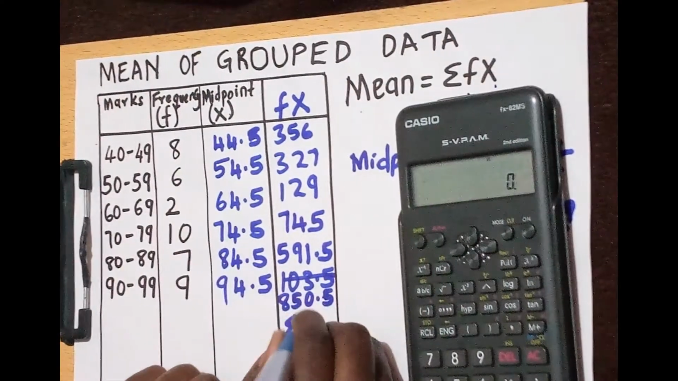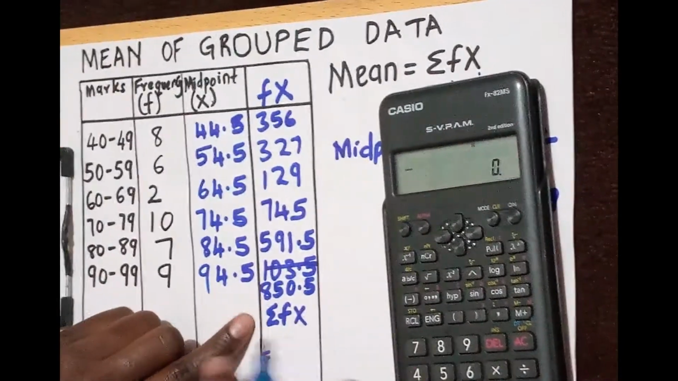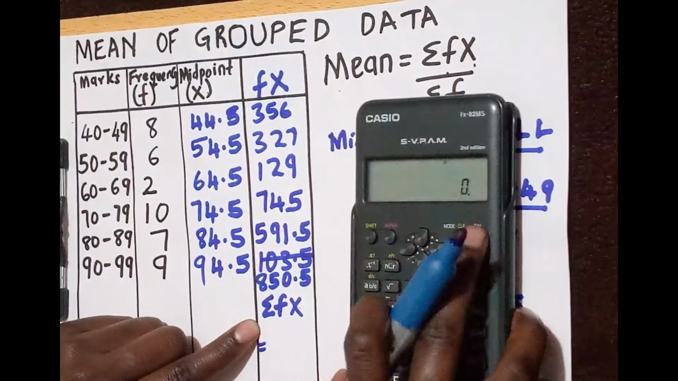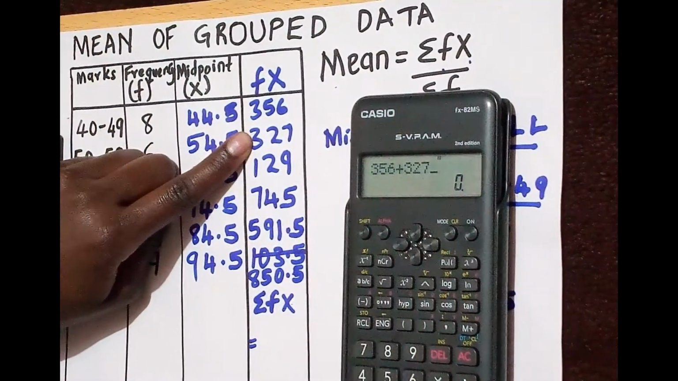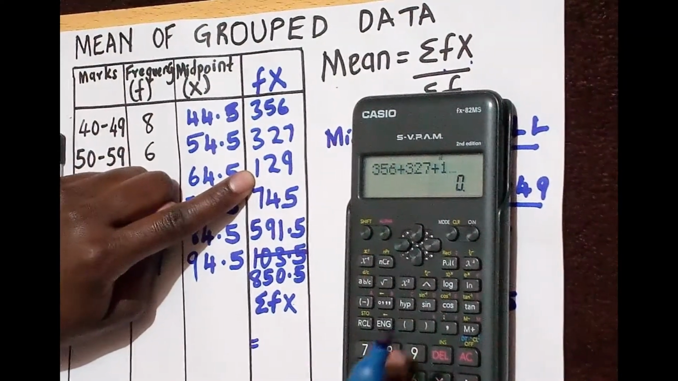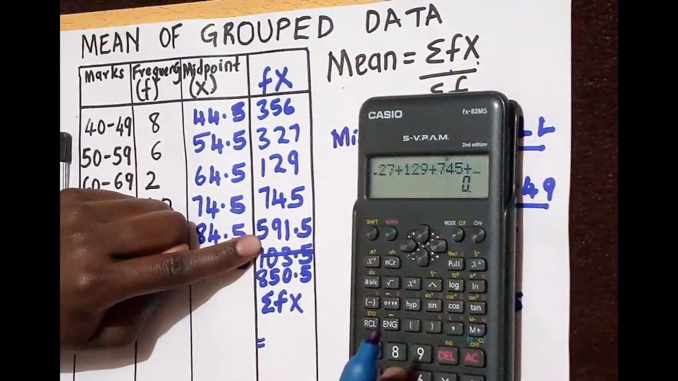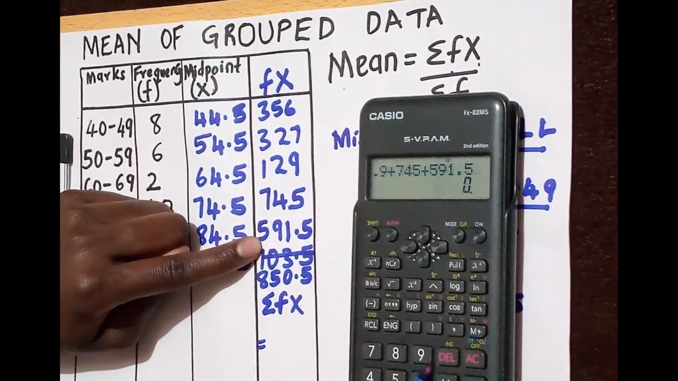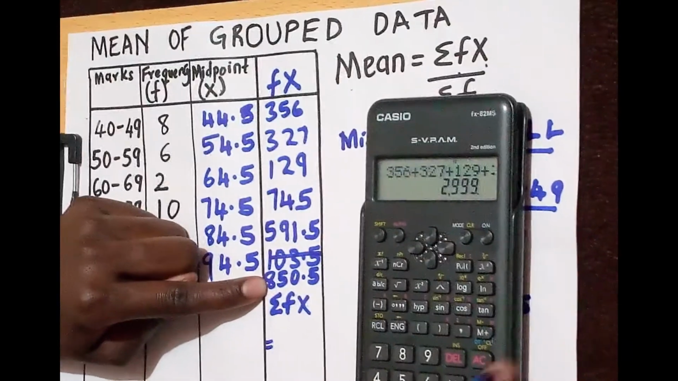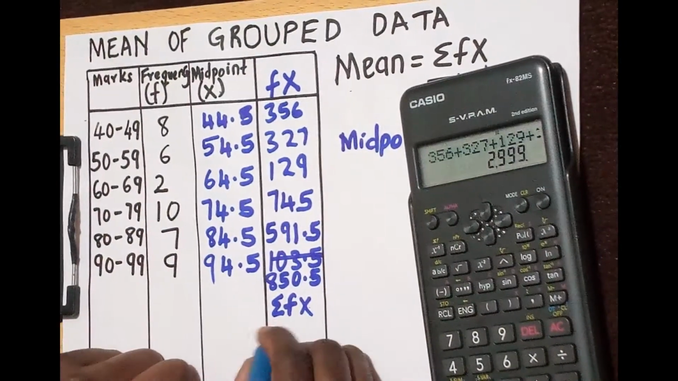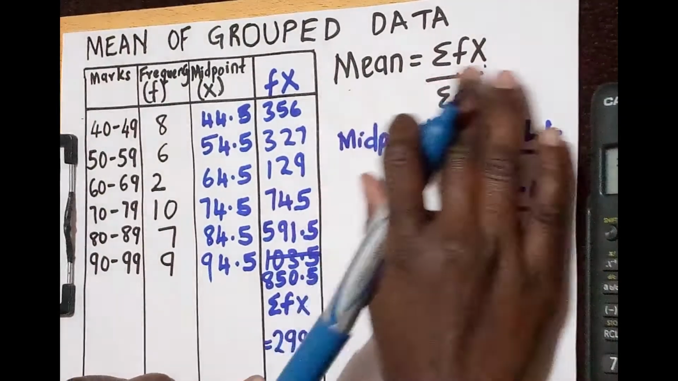So let's get the summation of fx. Let's add these values together to give us our summation fx. So 356 plus 327 plus 129 plus 745 plus 591.5 plus 850.5, 2,999. So that is our summation fx.